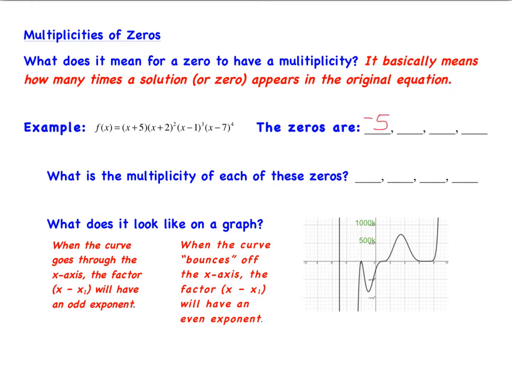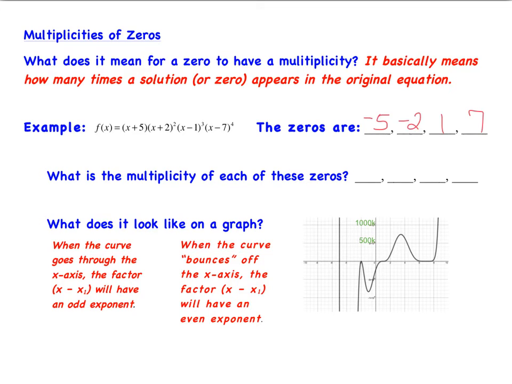Now, there is a shortcut. Basically, whenever you set the binomial equal to 0, the root will end up having the opposite sign of the factor. So I can look at the second binomial, x plus 2, and know that my root is going to be negative 2. And then I look at the third binomial, and my root is going to be positive 1. I look at the fourth binomial and my root will be positive 7.